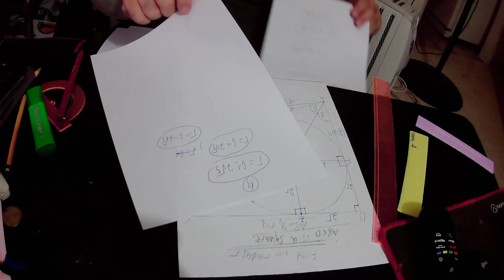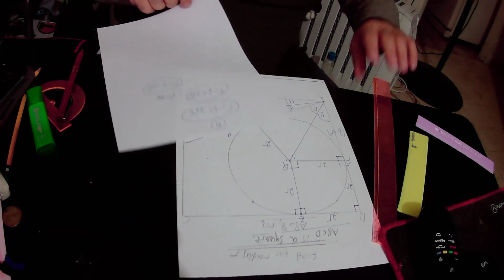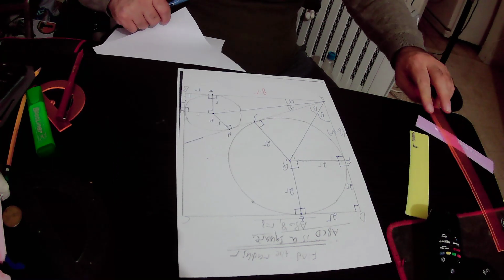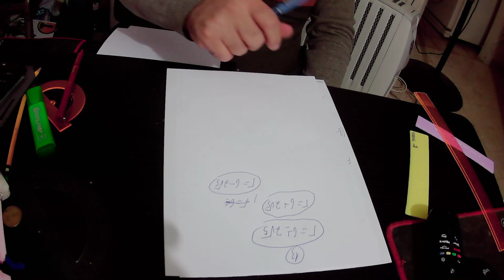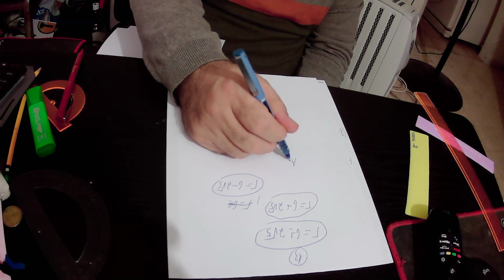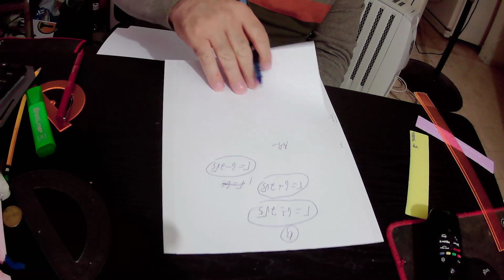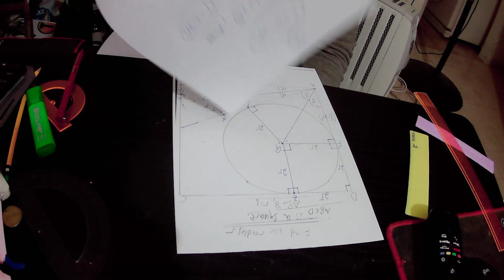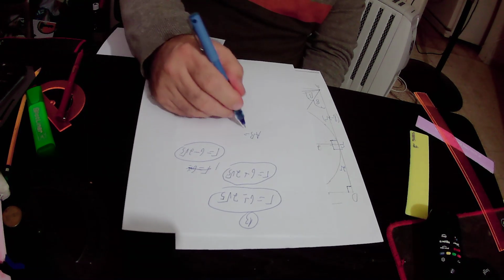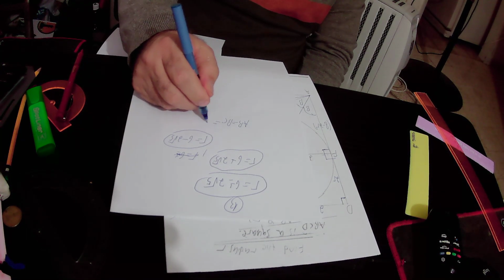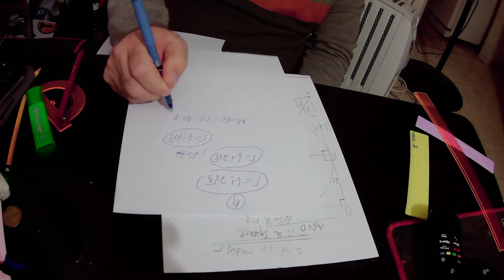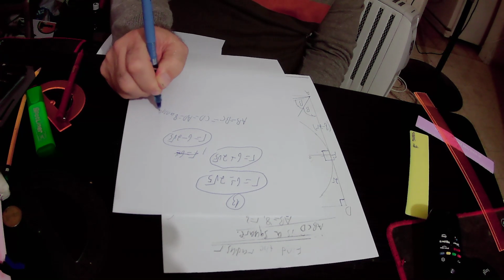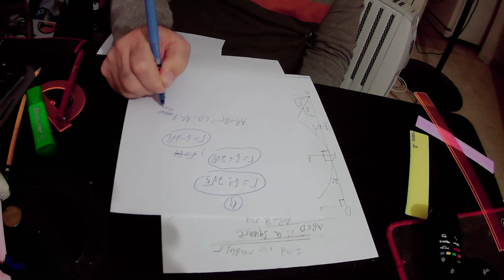But we actually know that the square has 4 sides that are all equal to 8 units. So AB equals BC equals CD equals AD equals 8 units.